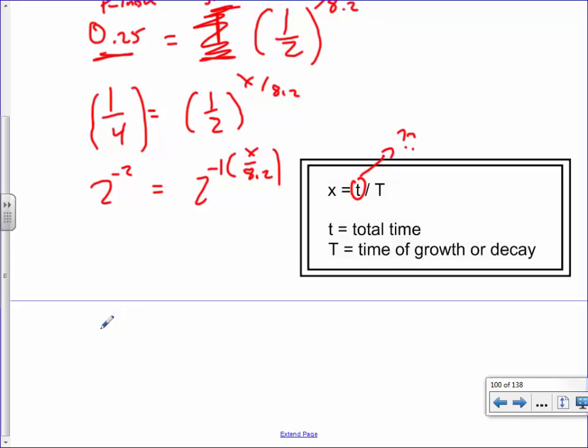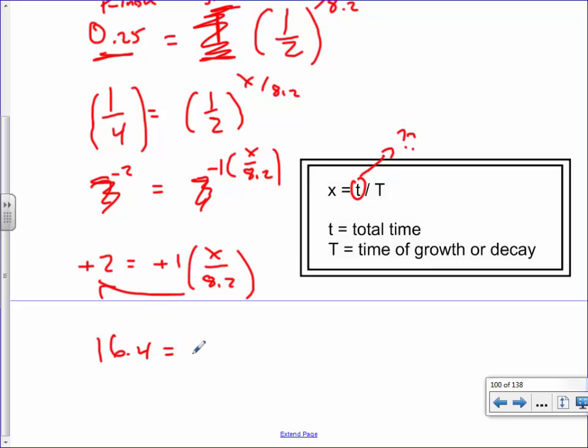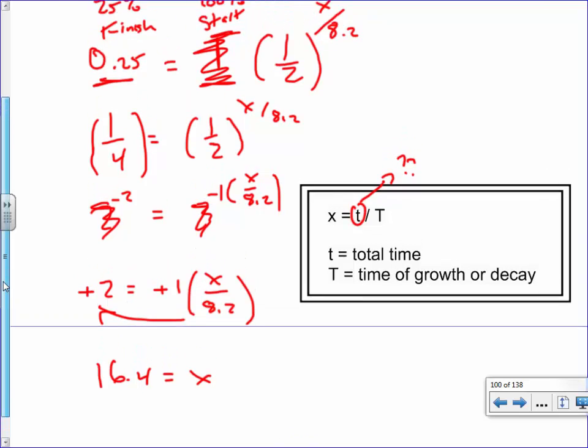We're now to the place where we're going to work it out pretty well. The 2's can cancel. And what you have is negative 2 equals negative 1 times x over 8.2. So how do you get the x by itself? I'm going to make both of those positive, and then I'm going to times the 8.2 to the other side. So 16.4 equals x. That makes sense? So let's just go back to the question, see if that fits.